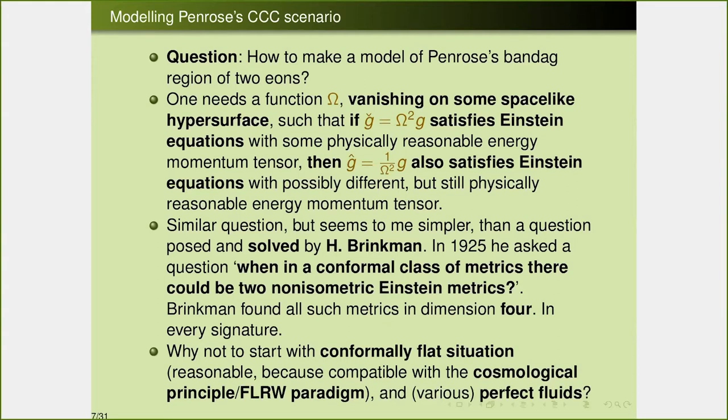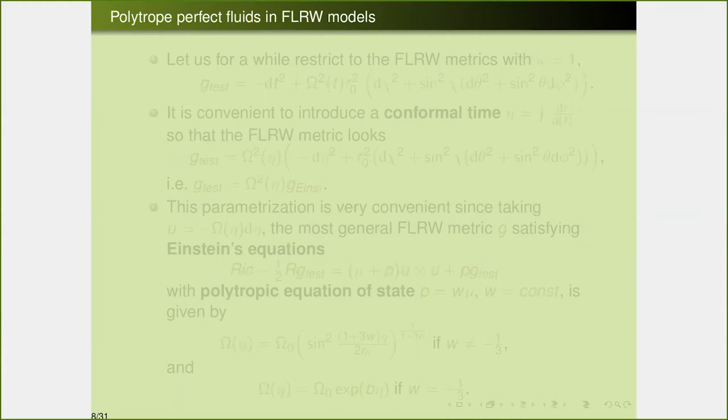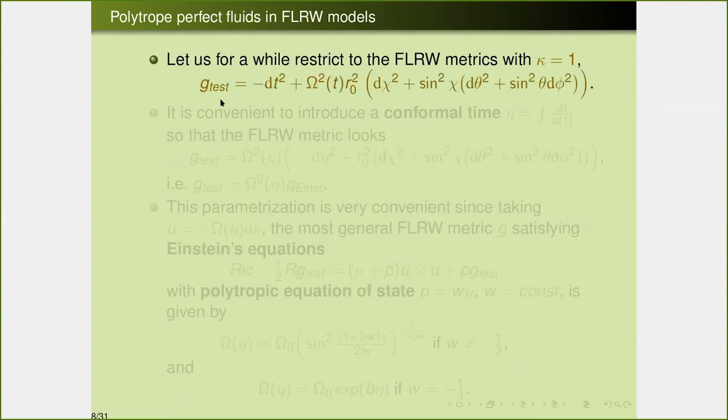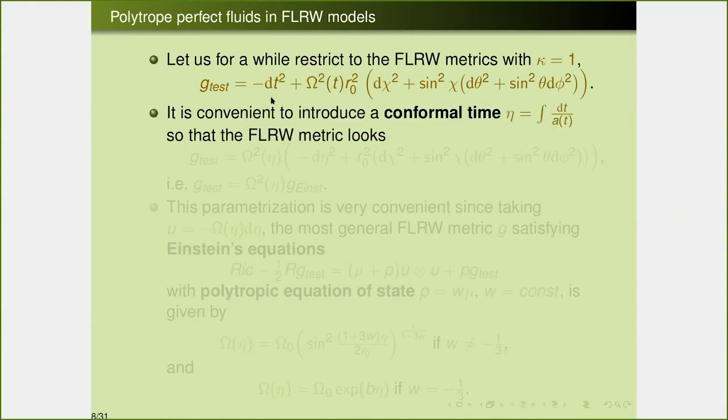So for simplicity, I will start with the Friedman, Robertson, Walker metric with spatial sections which are spheres. So these are the closed models. I will just be having a metric like this, which I call G test. It is nothing but the most general Robertson Walker metric with spatial signature plus plus plus. And now I just replace the time by the conformal time.